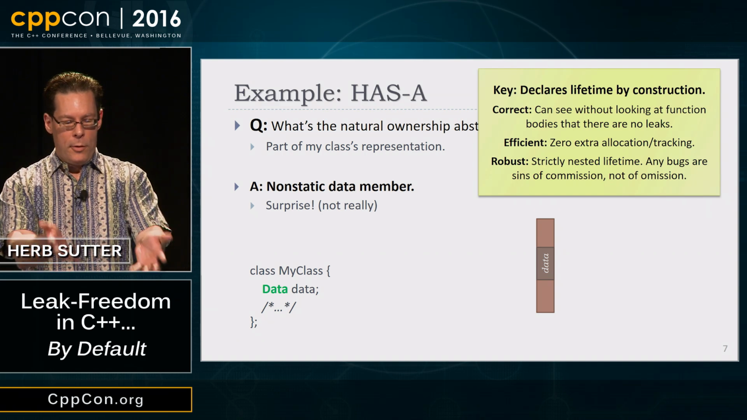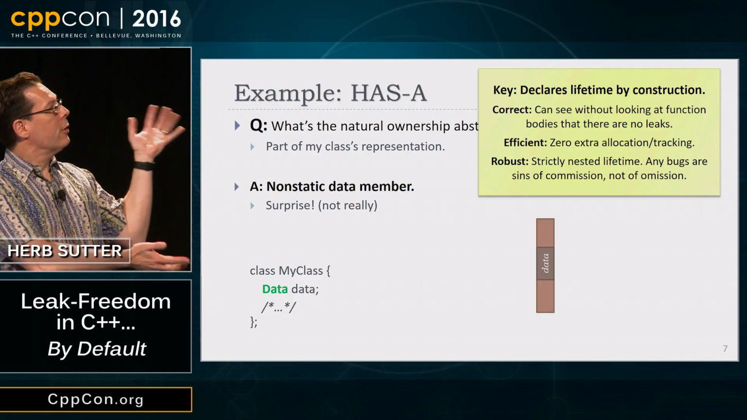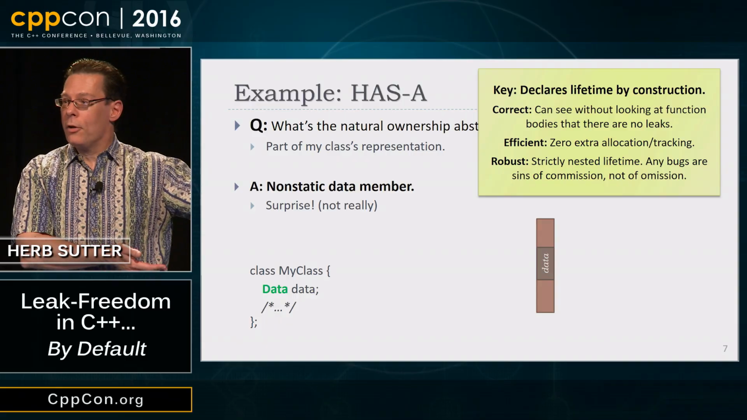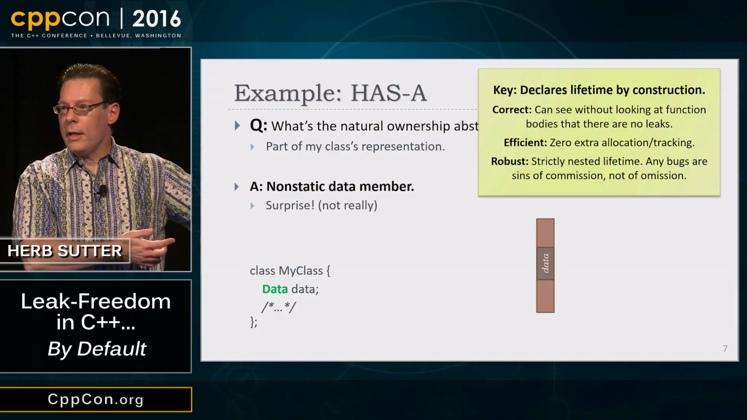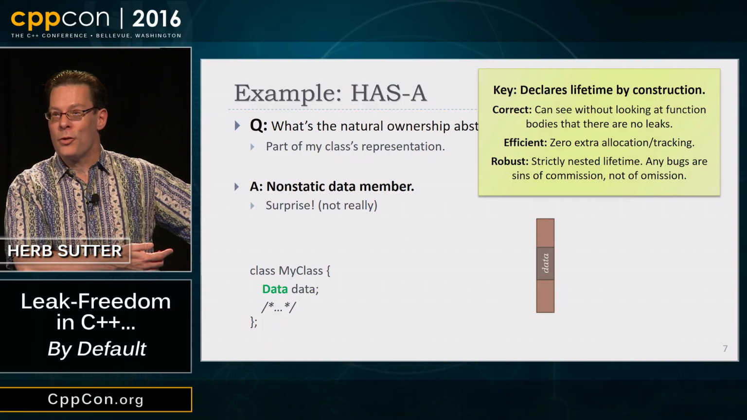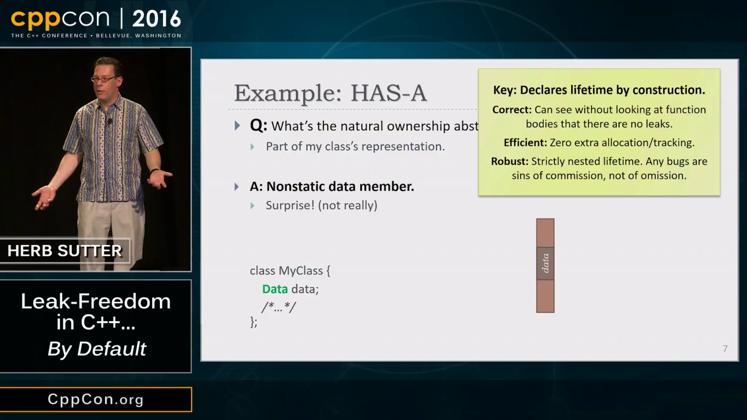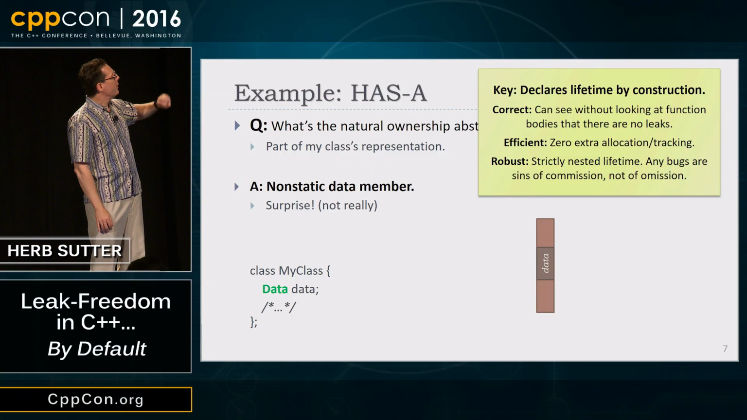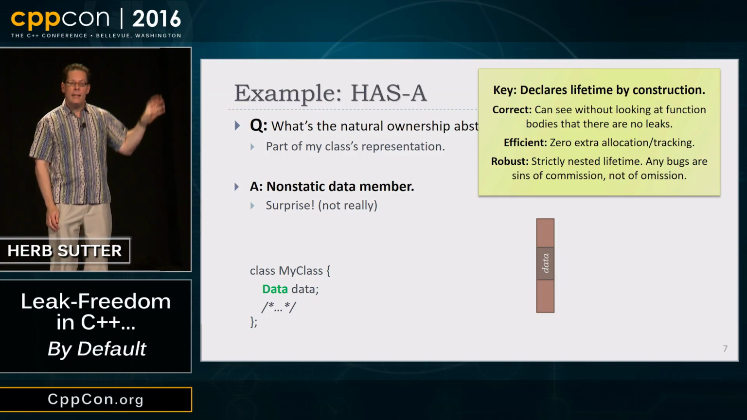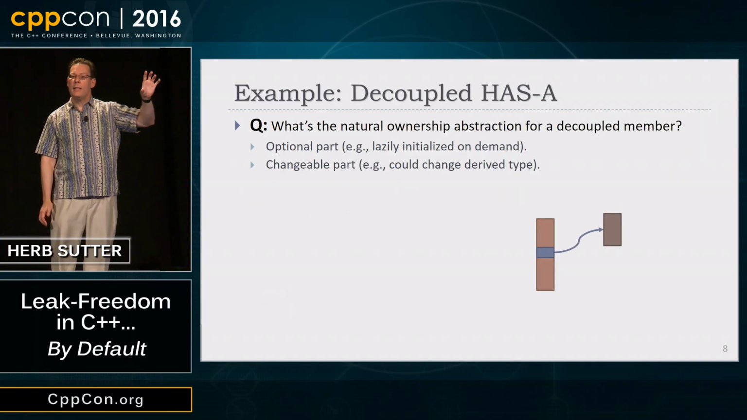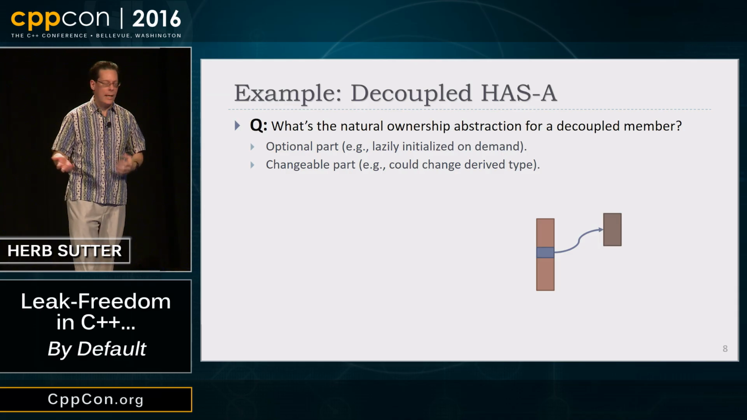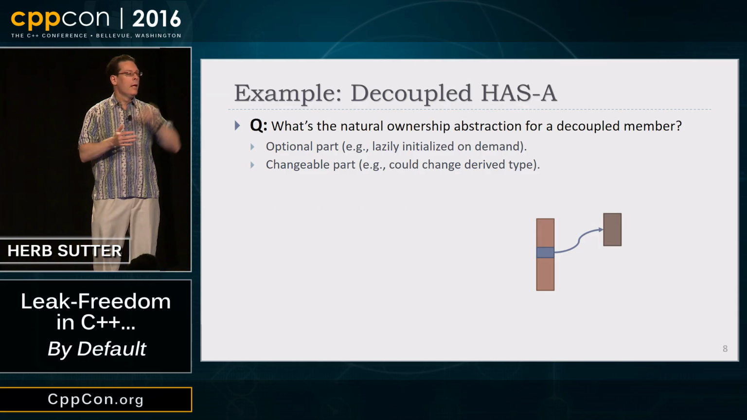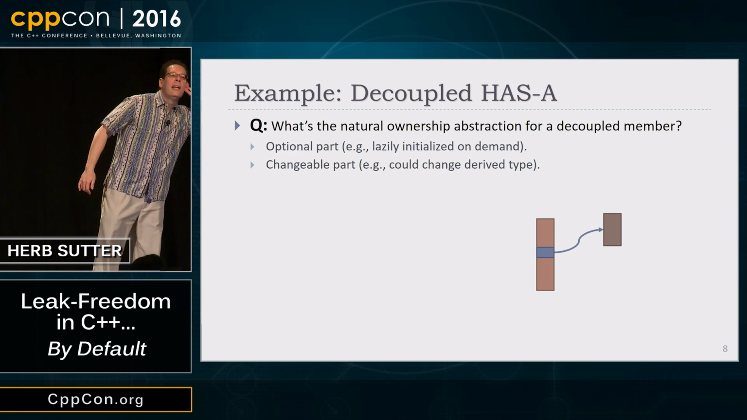Well, the nice advantage with this is we're declaring lifetime by construction. I can see this code is correct without looking at any other code. Unless I do something really weird in one of the member functions to destroy the object early, I have to try to hurt myself here. So this is correct by construction. I know the data member is going to be destroyed. But what happens if I need to make it an optional part, or I need to have the lifetime be decoupled? I could change out the derived type or something like that. How would I do that? Say it again, say it proud.